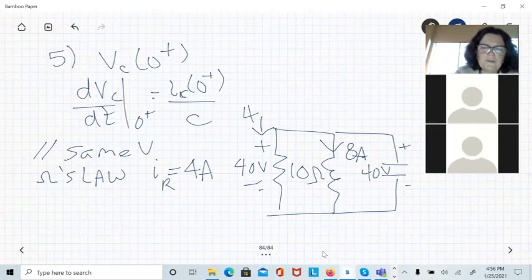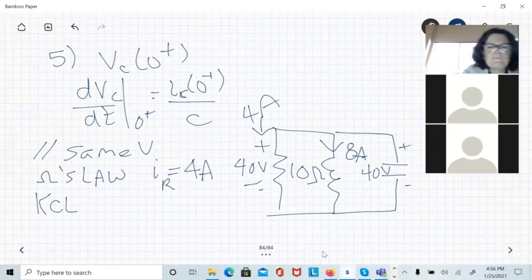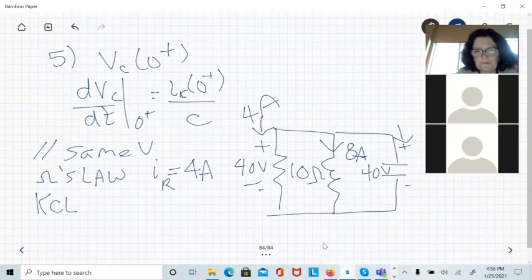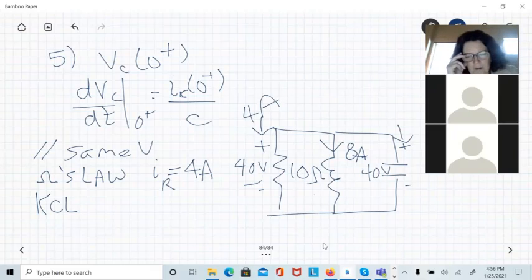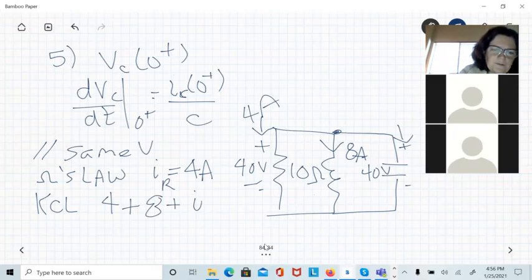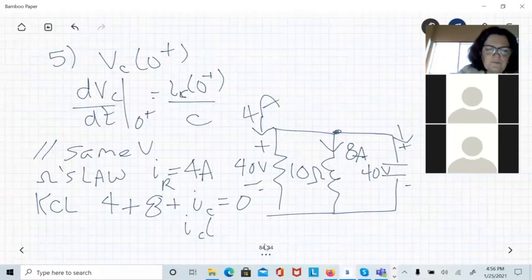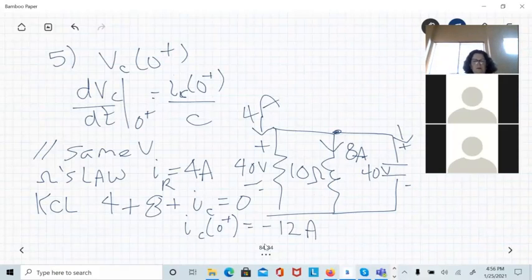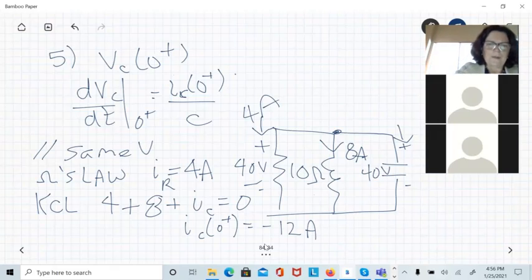Now I've got 2 out of 3 currents. I can use KCL. The sum of the currents on this node right here has got to equal 0, and passive sign convention puts that down. So I've got 4 going out, plus 8 going out, plus IC going out, all has to equal 0. I get IC of 0 plus is minus 12 amps. We got the IC of 0 plus. All we have to do is divide it by C.